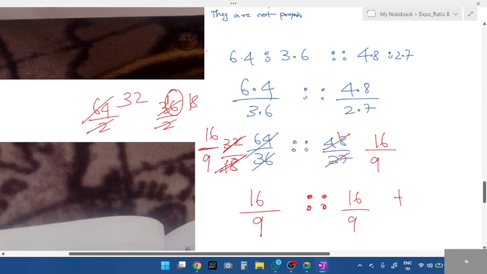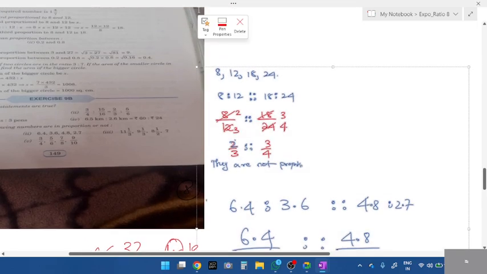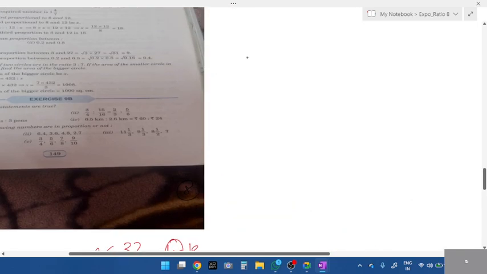Both equal. Therefore, what will you write? They are, what you will have to write? They are proportion. This is the concept of proportionality. They are proportion. Done? All of you understood? Third question. Let us do the third one, students.